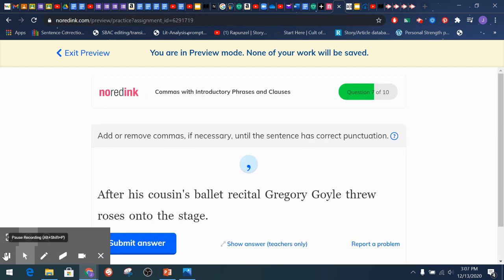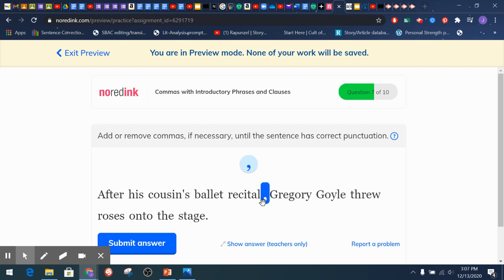I'm hoping that that will do it for you guys and that you'll be able to figure this out with that much of instruction. You should see the word after. It's telling us when something's happening. And so you should see that you'd need the comma there. So anyways, that's how you do commas with introductory phrases and clauses. If you need any more help with it, of course, let me know.